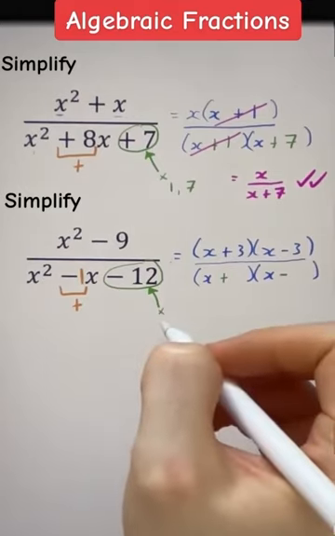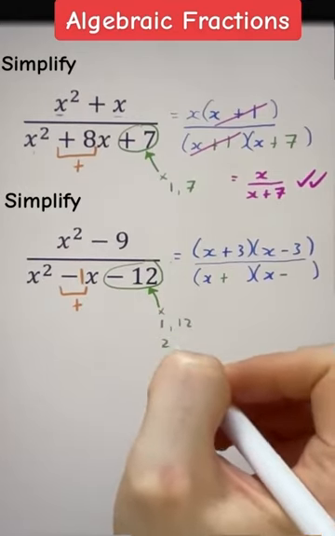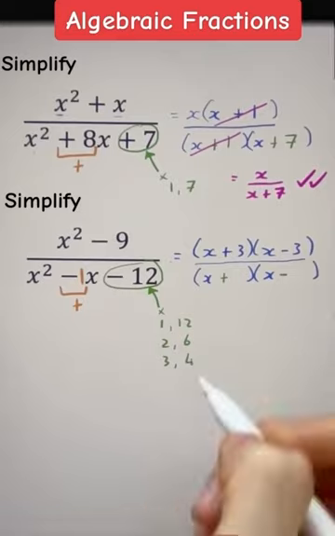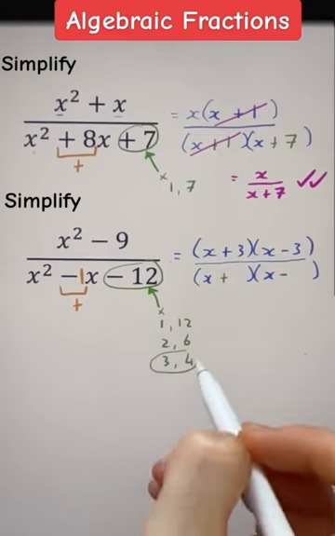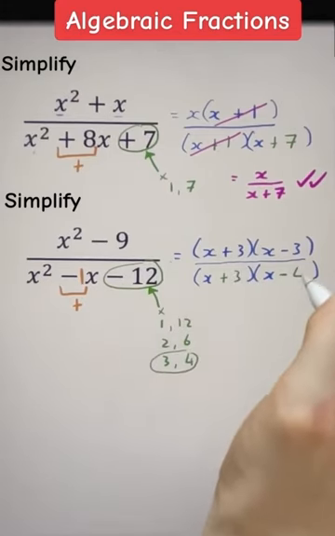Our factors of 12 are 1 and 12, 2 and 6, and 3 and 4. The only pair that multiply to give us negative 12 and add together to give us negative 1 is therefore going to be plus 3 and negative 4.